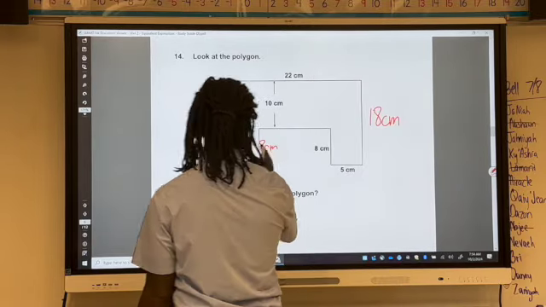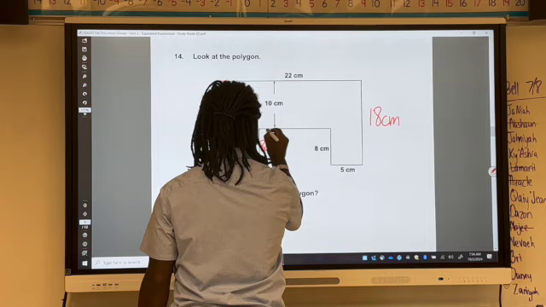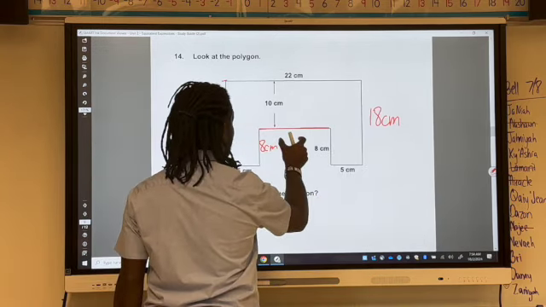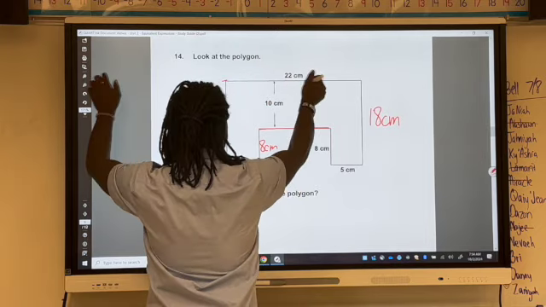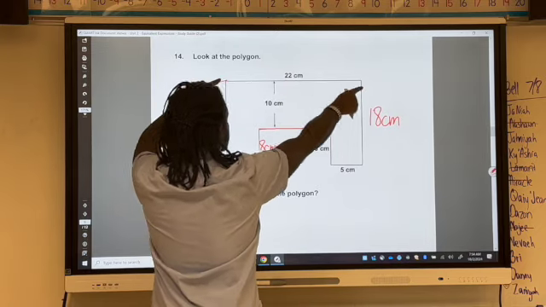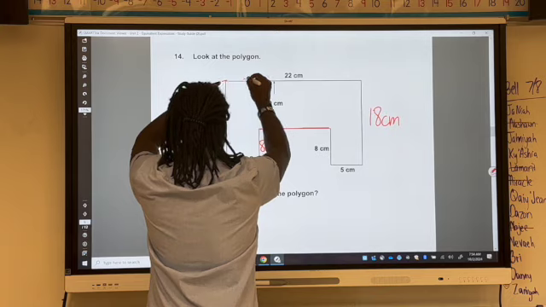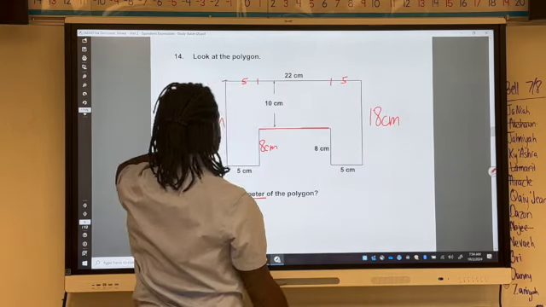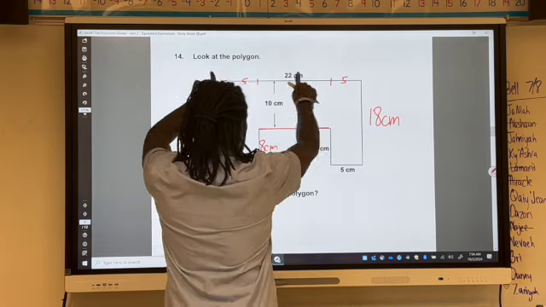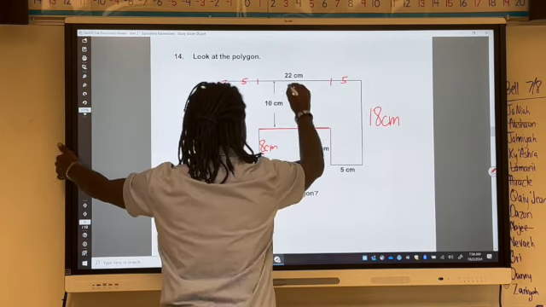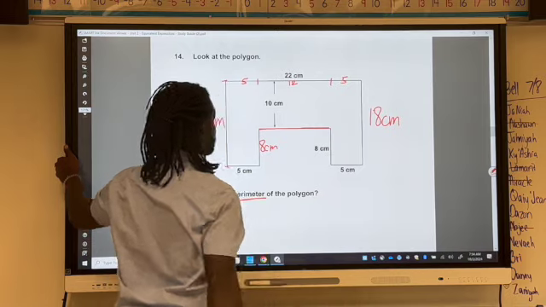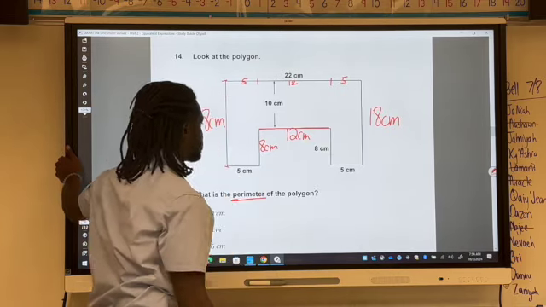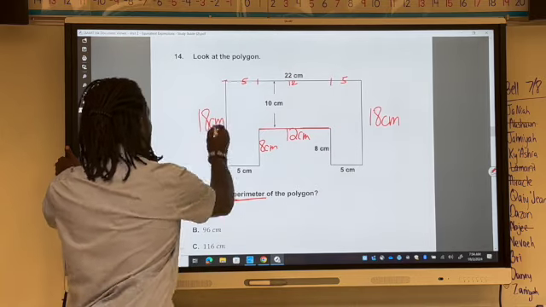And then I also need to know what this line right here is. If I know this is 5 and this is 5, and the whole thing is 22, then 5 plus 5 gives me 10. The whole thing is 22, so that means this part of it must be 12. So this right here is 12 centimeters.